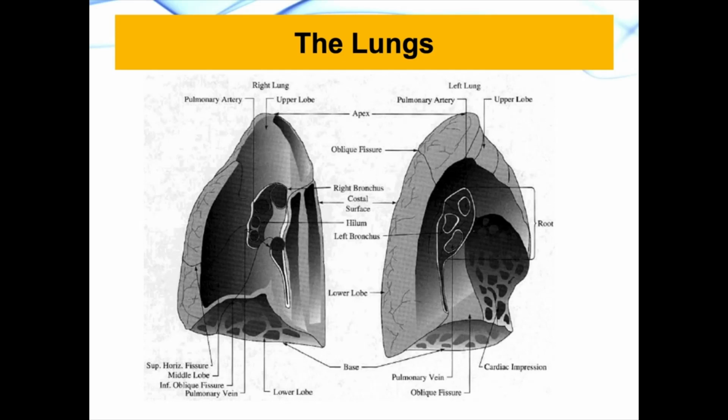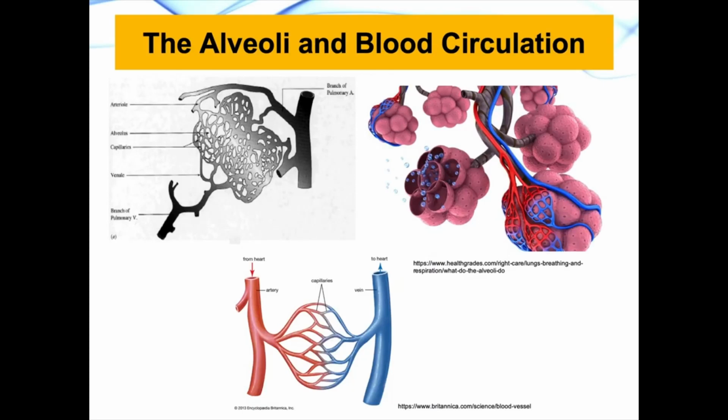How is the exchange happening inside the lungs? That's where the alveoli come in and the blood circulation. We need to define or describe what an alveolus is. Alveoli are any of the many tiny air sacs of the lung, which allow for rapid gaseous exchange.